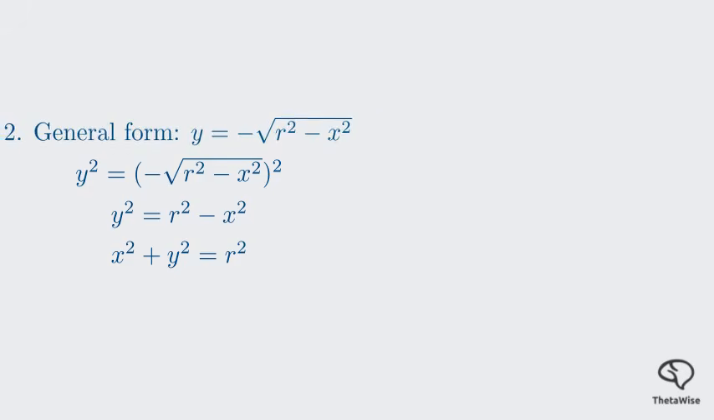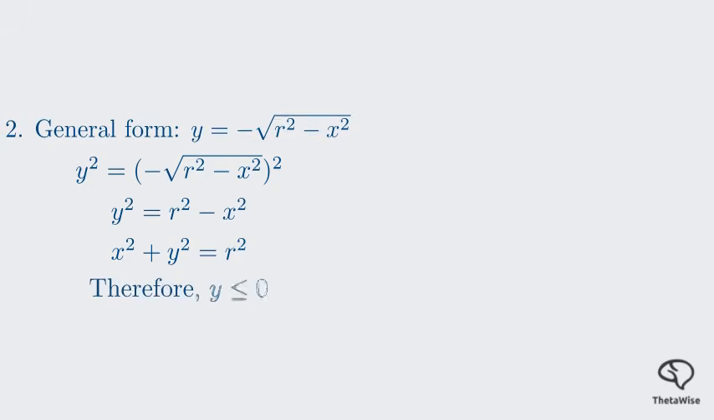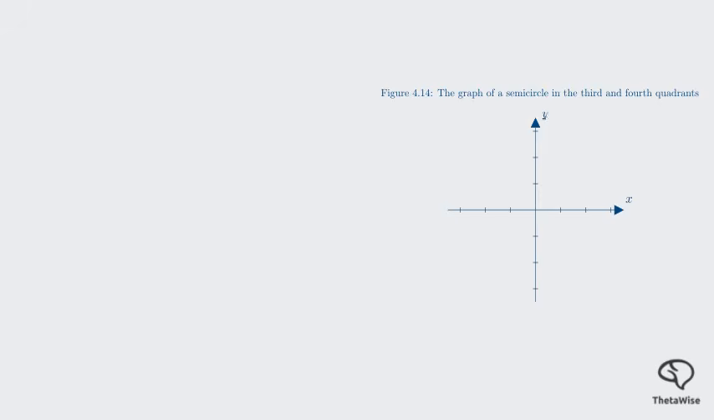However, just like before, we must look at the original equation. It says y equals the negative square root. A square root is non-negative by definition, and multiplying it by a negative sign means the entire expression is 0 or negative. Therefore, the value of y must always be 0 or a negative number. This tells us the graph can only exist in the lower half of the coordinate plane. As shown in figure 4.14, we get a semicircle in the third and fourth quadrants. The graph's highest point is the origin, and its lowest point is (0, negative r). This is the graph of y equals negative the square root of r squared minus x squared.